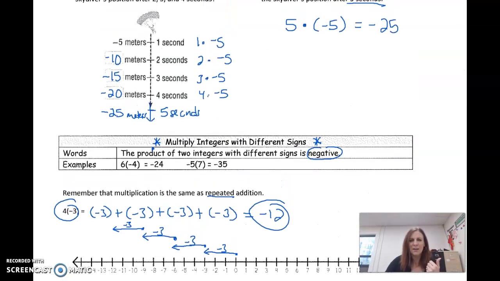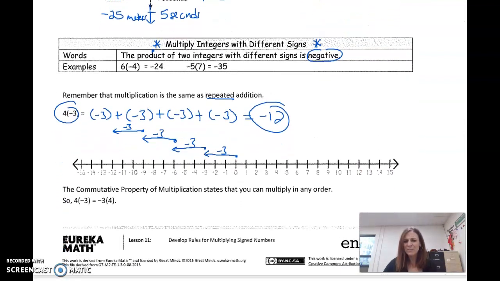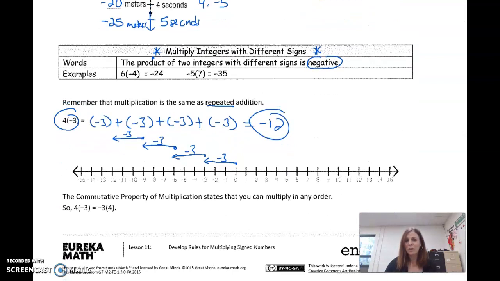And that's kind of the same thing up here. Think of the parachuter. He's going down 5 meters every single second. So if I want to know where he is after 10 seconds, it's going to be lower than where he was when the parachute deployed. And that's kind of a simplified version of why when we multiply with different signs, the solution is always negative.